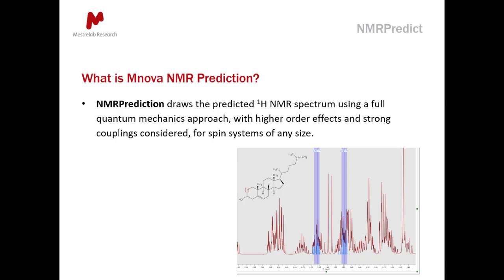And Mnova synthesizes the predicted proton NMR spectrum from the predicted chemical shifts using a full quantum mechanics approach, with higher order effects and strong couplings considered for spin systems of any size. Yeah, this is very important. We do the high order effects and strong couplings in the synthesized spectrum, and it's not limited to the size of the spin systems. That's why the produced spectrum looks very realistic.